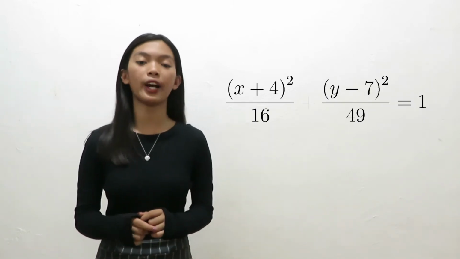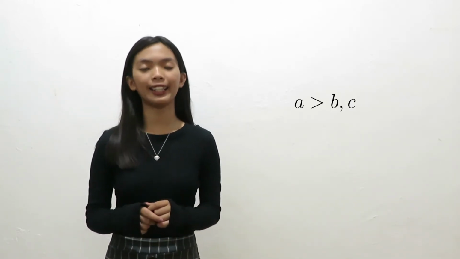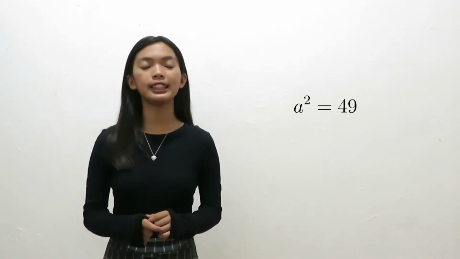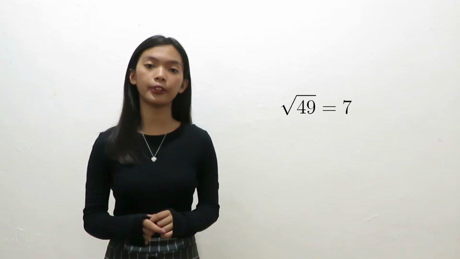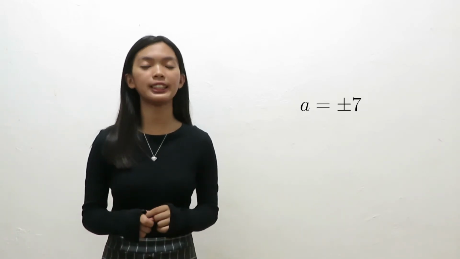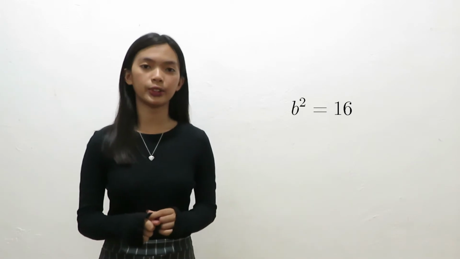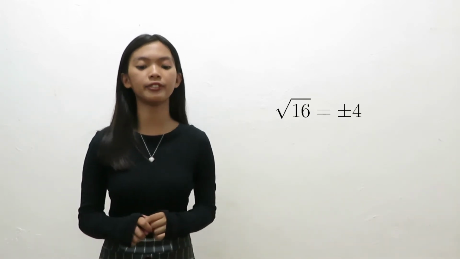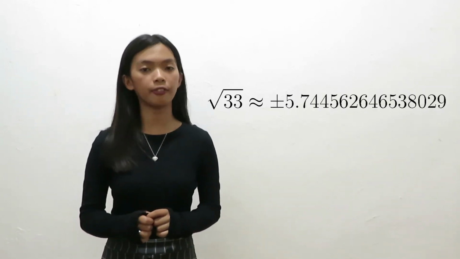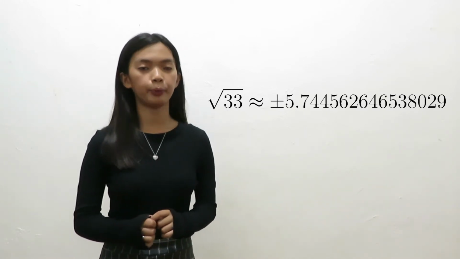Here is the example of an ellipse using the vertical formula. The given is (x plus 4) squared over 16 plus (y minus 7) squared over 49. Step 1. Find the center. The center is negative 4, 7. Step 2. Find the values of a, b, and c. Remember that a is always bigger than b and c. A squared is equal to 49. The square root of 49 is 7, so a is equal to plus or minus 7. B squared is equal to 16. The square root of 16 is plus or minus 4. C squared is equal to 33. The square root of 33 is approximately plus or minus 5.7.